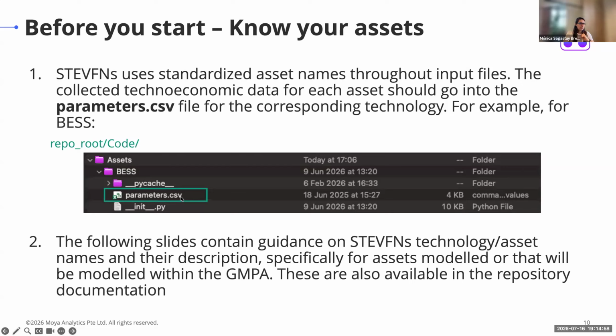Every single asset that you see, we're going to have this file, and this is where all of the techno-economic data will be. There might also be a folder that says profiles, and that's for those assets that need a profile, like demand, like renewable energy capacity factors, and so on and so forth. So depending on the type of asset, you might have those too, but that's the key data inputs for assets themselves.